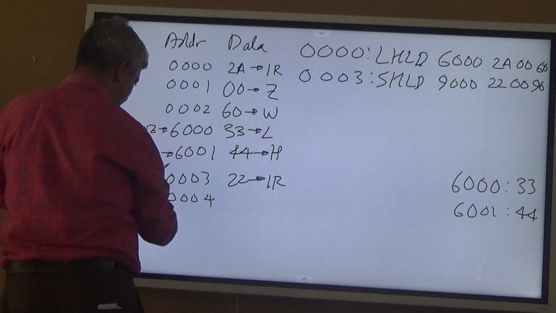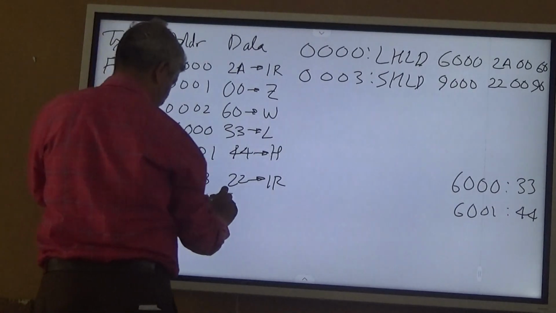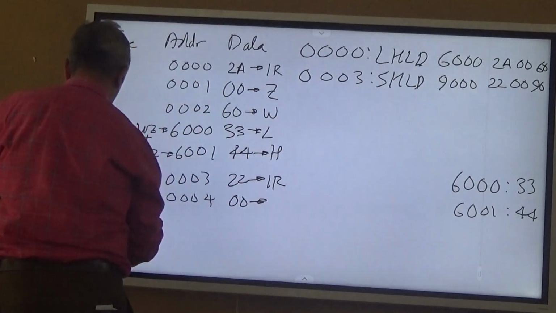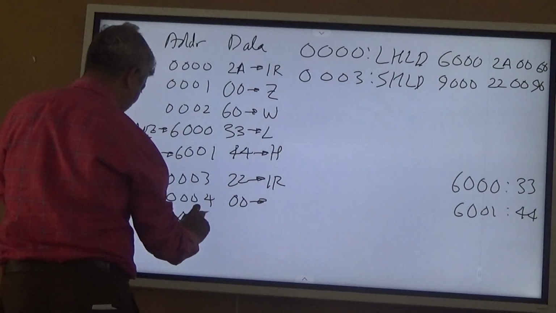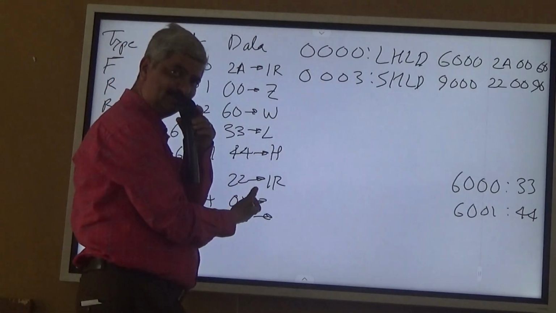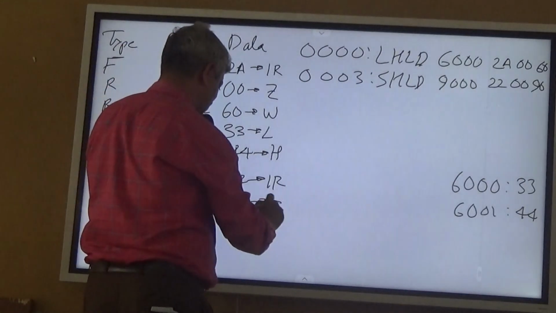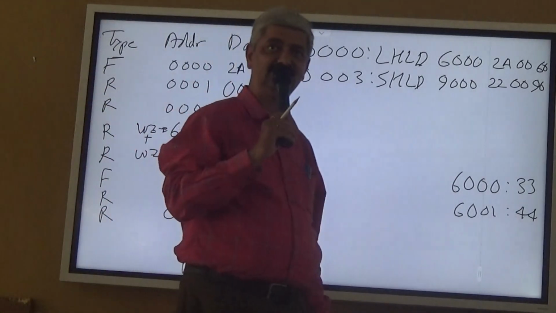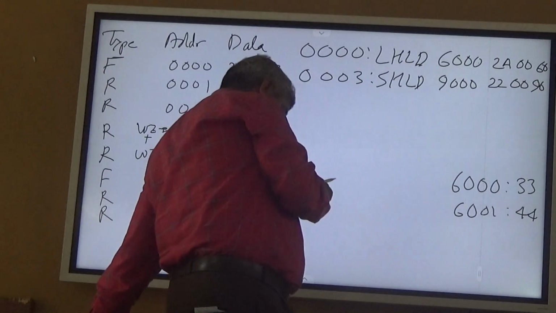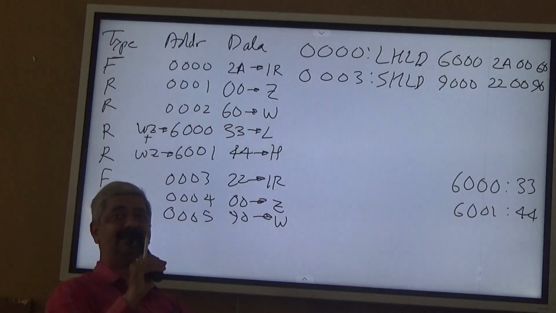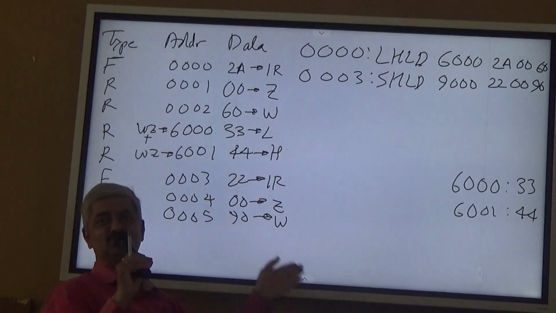0004. Everywhere PC and increment is there. I hope you are doing it appropriately. 00. Then read 0005, 90. Where should this go? 00 should go to Z, 90 to W, and tell what? What next? Store H and L pair directly at 9000 and 9001.